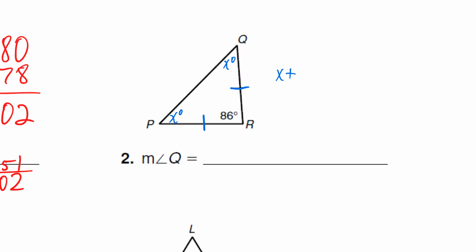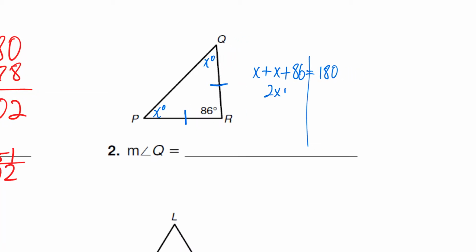So if you think about it like this, I could go x plus x plus 86 equals 180. Just 2x, right? So that makes 2x plus 86 equals 180. Subtract 86 from 180. 2x equals 94, divided by 2. And what does that give you? 47. It's 47.